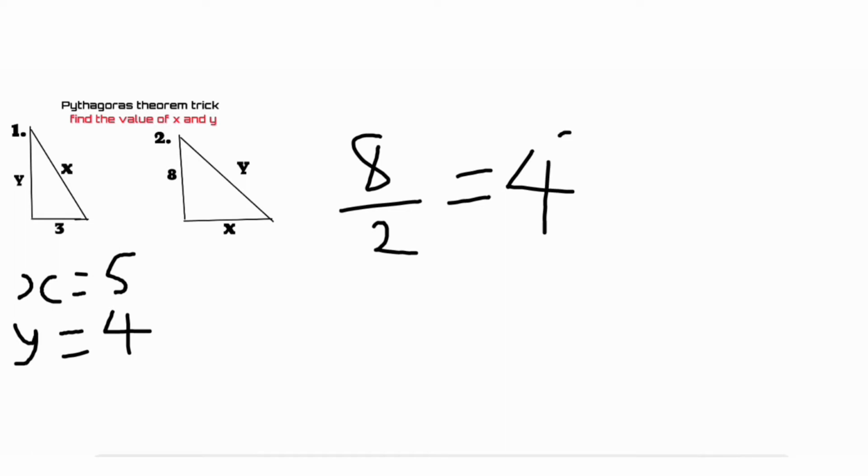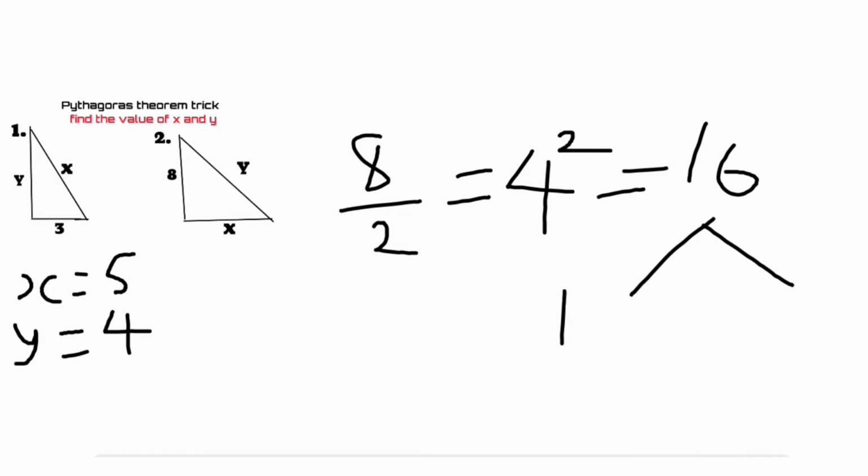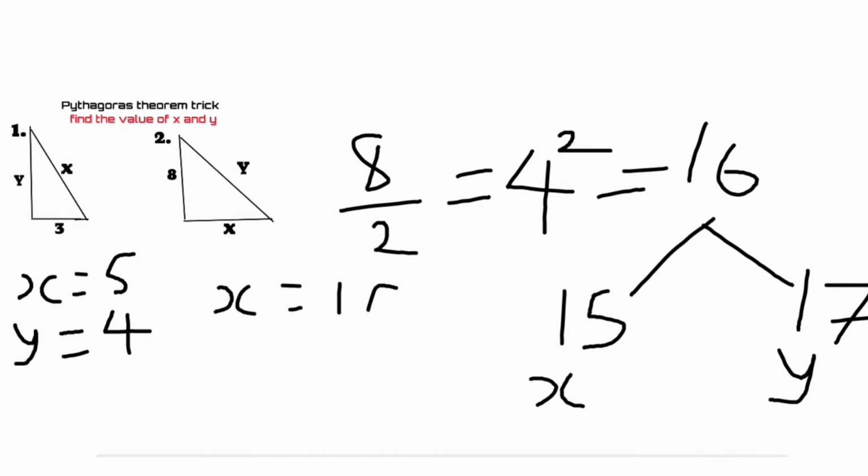So what is the square of 4? The square of 4 is 16. What are the numbers that are beside 16, the number lesser than 16 and the number greater than 16? We have 15 to be lesser than 16, and 17 to be greater than 16. We know that the hypotenuse is always the longest side. So our y is 17, while our x is 15.